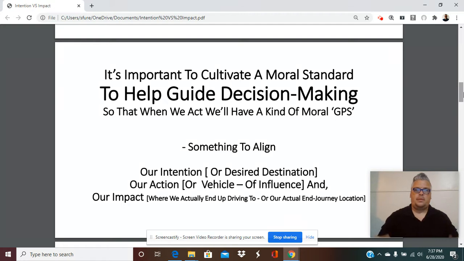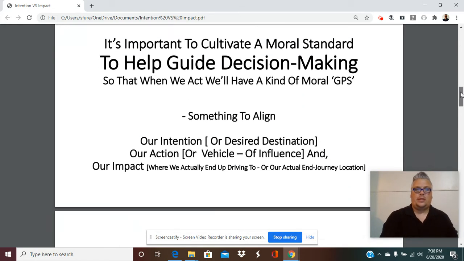So we are decision-making machines, and sometimes we need some help with that because we might have grown up without developing a moral philosophy. If you grew up with a religion, you probably did get some moral philosophy stuff. Either way, it's important to cultivate a moral standard, a basis for understanding the difference between good and evil, right? So that when we act, we'll have a kind of moral GPS.